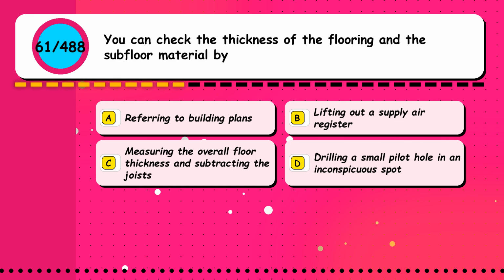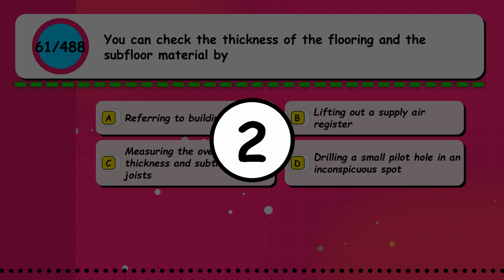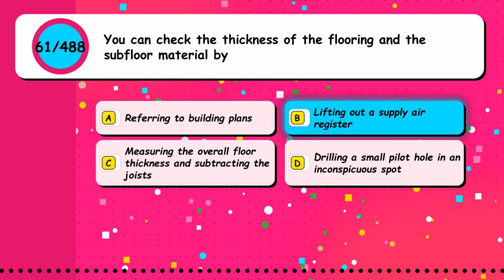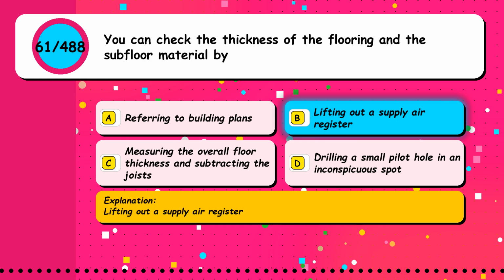Question 61. You can check the thickness of the flooring and the subfloor material by option A, referring to building plans. Option B, lifting out a supply air register. Option C, measuring the overall floor thickness and subtracting the joists. Option D, drilling a small pilot hole in an inconspicuous spot. The correct answer is option B, lifting out a supply air register.